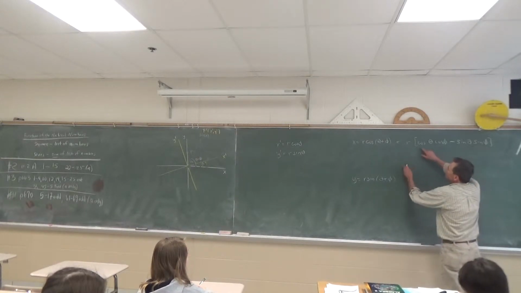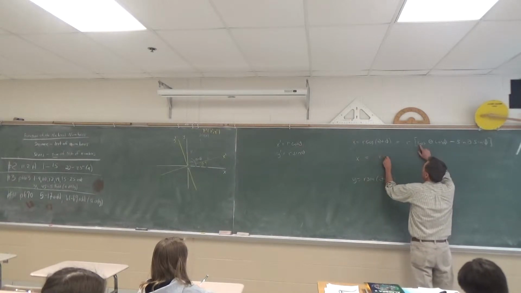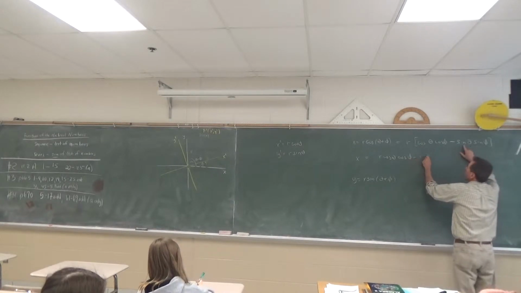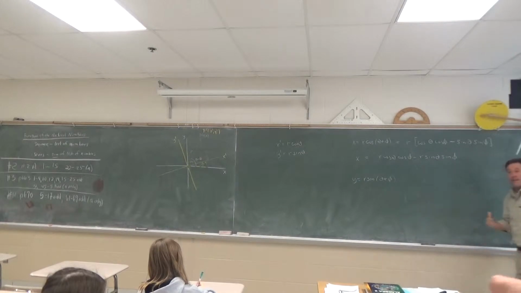So isn't x equals r cosine theta cosine phi? I'm just distributing the r. Minus r sine theta sine phi. So far so good, that's the x coordinate.